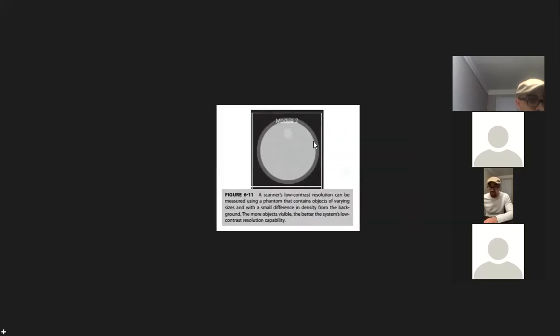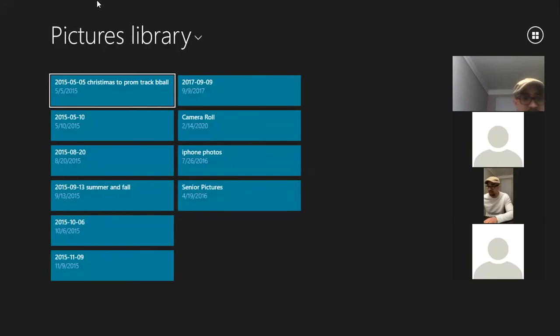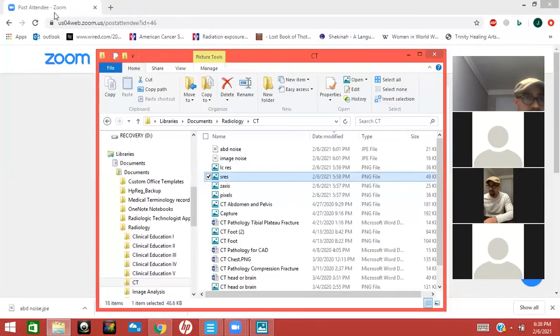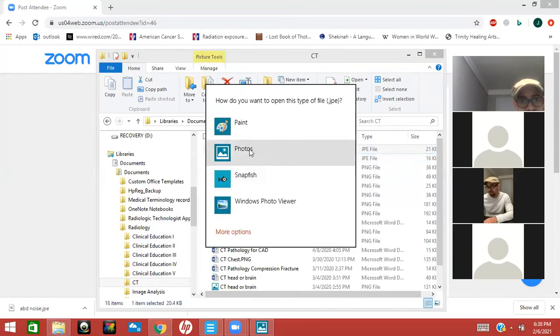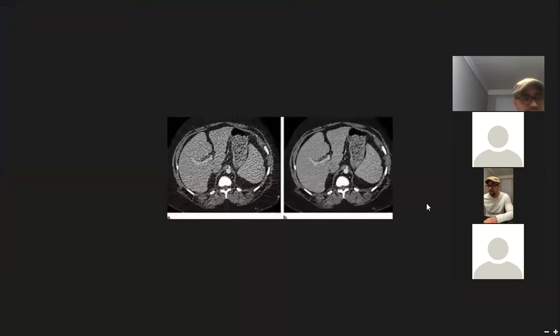So same holds true. Why does it keep doing that? I don't understand what I'm doing here. That's not what I want. This is the image I want. Why did it? Okay. Why is it? There we go.